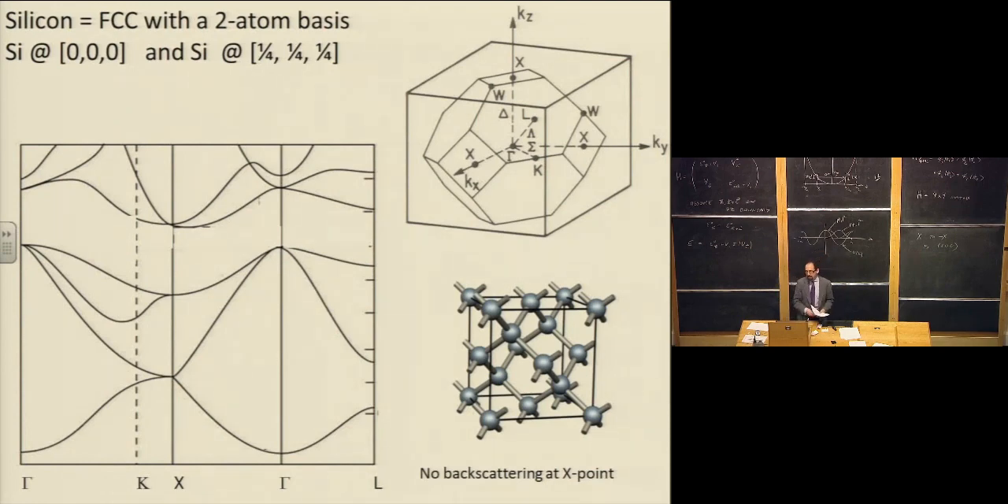Now the question is, why is it that we don't get any scattering at 200 Miller index? Does anyone want to guess at that? I have one more of these left.